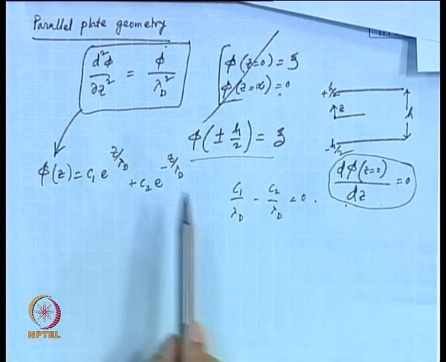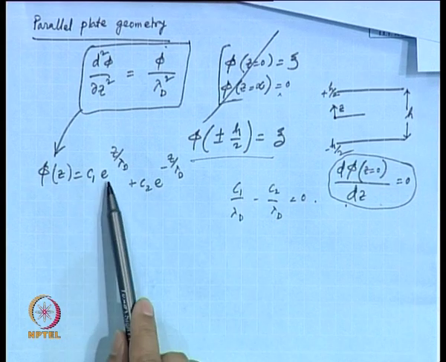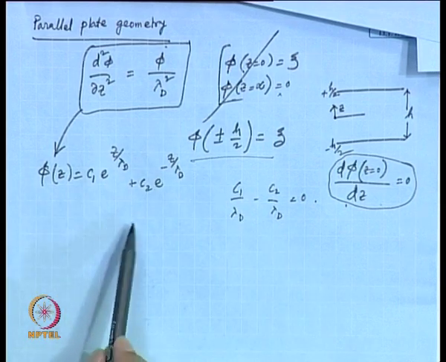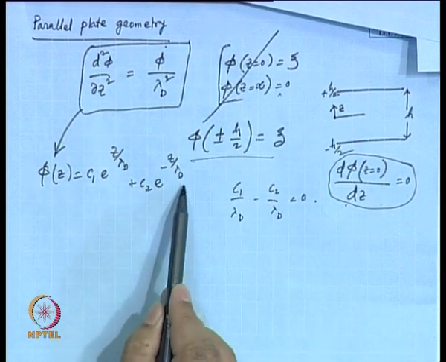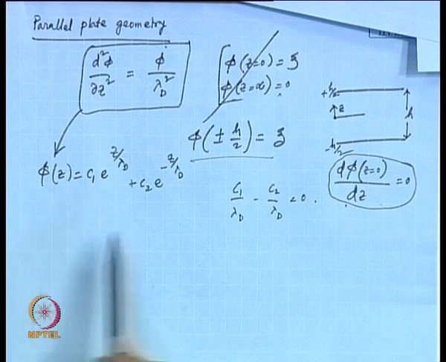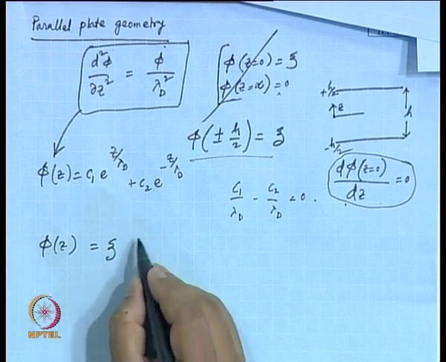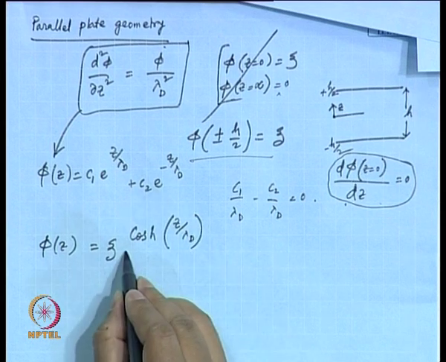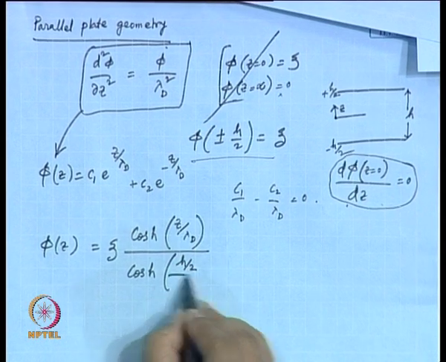So, this has to be satisfied. Play with this, see what C1 and C2 you get. I can give you the final form. Since you have e to the power something and e to the power minus something, you would again end up with, instead of the e to the power minus z by lambda d that you had earlier, only this term, and C2 was replaced by zeta. Now, phi z would be equal to zeta cos hyperbolic z divided by lambda d divided by cos hyperbolic h by 2 divided by lambda d.